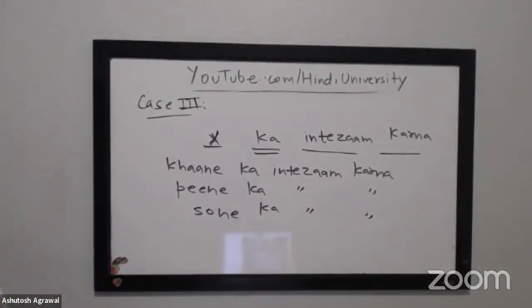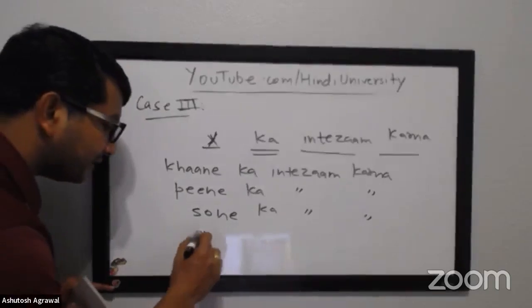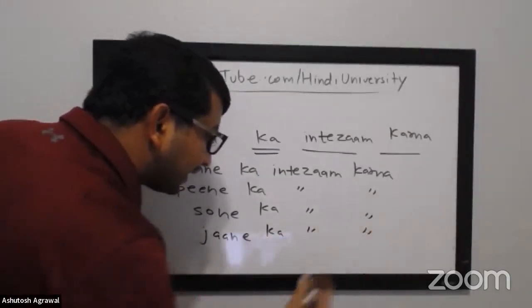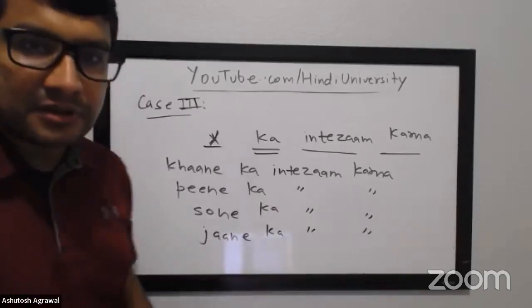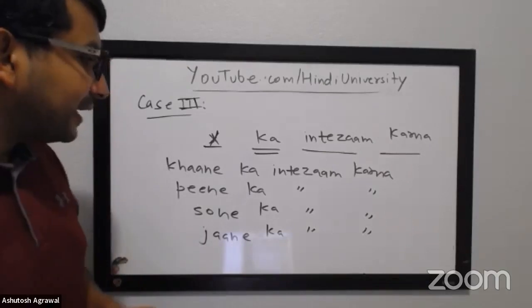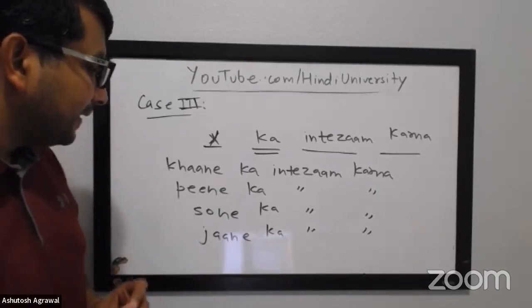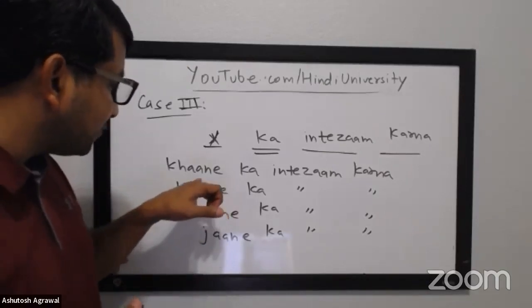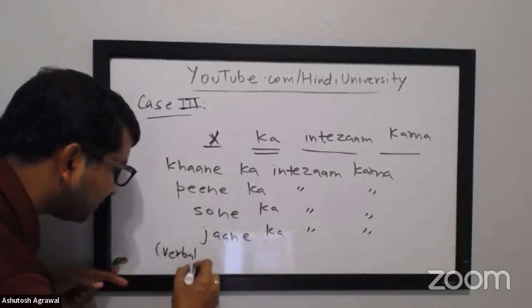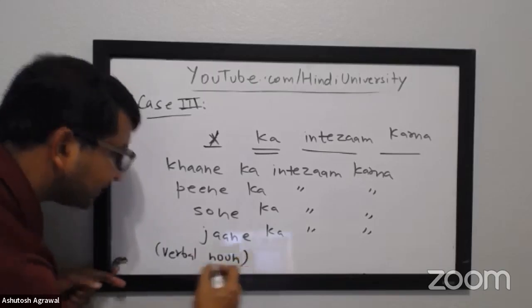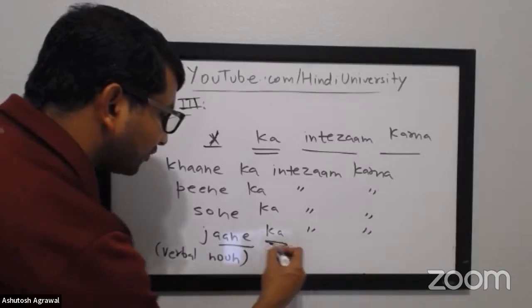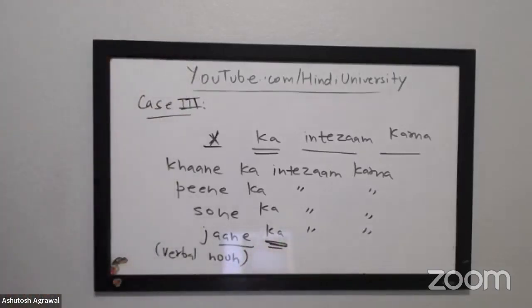Jaane ka. Very good. So you have jaane ka. Guests came to your house, and now they're asking you to help with the departure, I mean, for the return. So jaane ka intizam karna. Okay, all of it, if you notice, I'm going to write it down: verbal noun or gerund specifically, which is the infinitive form of the verb in the oblique case because of the postposition.